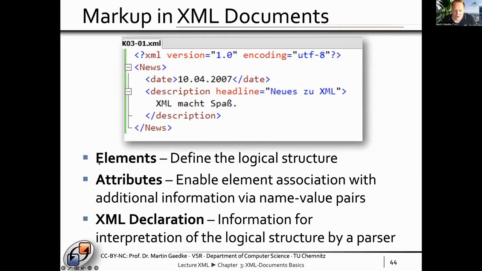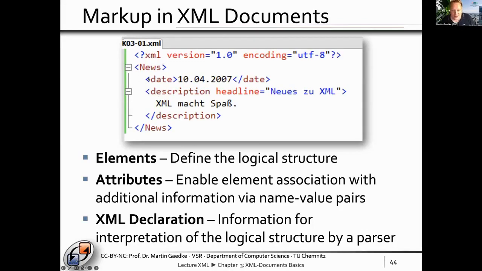So we have a couple of these kinds of things, and you will see all of them, of course, if you look into the specification. Here we will only focus on the most relevant ones, and that is elements and attributes. So elements define a logical structure. News, date, descriptions, these are the elements. Or to be more precise, the element names.